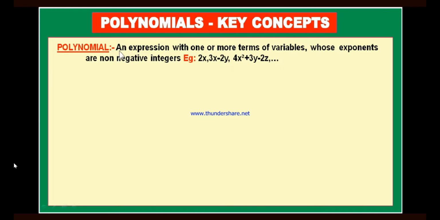Please listen carefully. There should be an expression with one term of a variable or more than one term of the variable. Means there may be one term, or two terms, or three terms in any expression. Such expressions are said to be polynomials when the condition is that the exponents of the variables are non-negative integers.